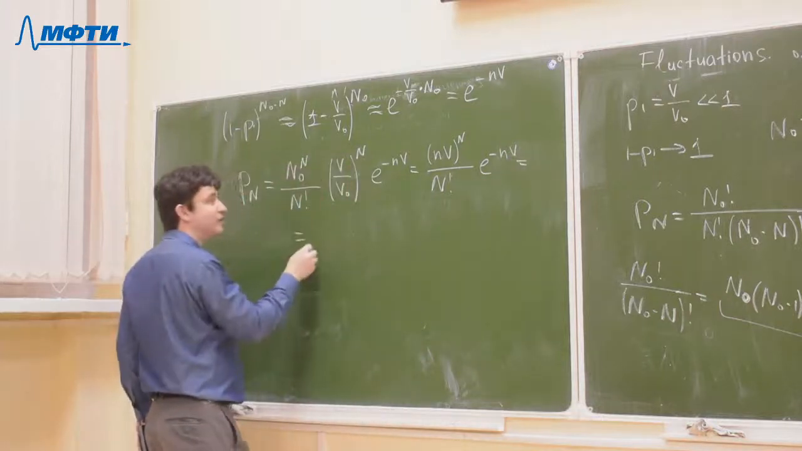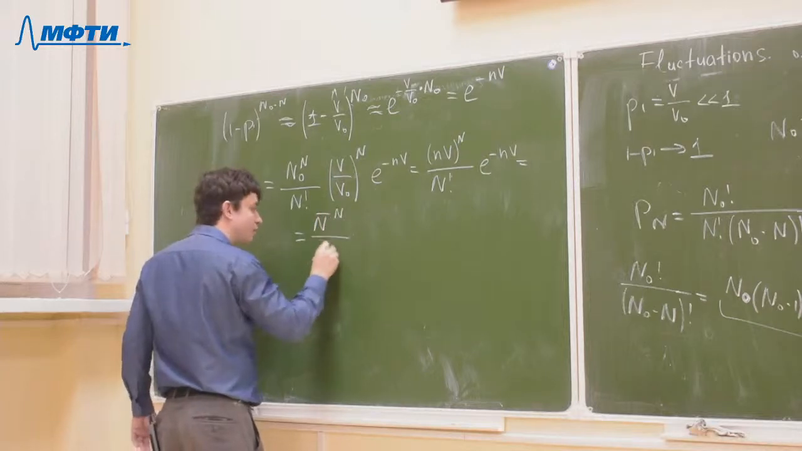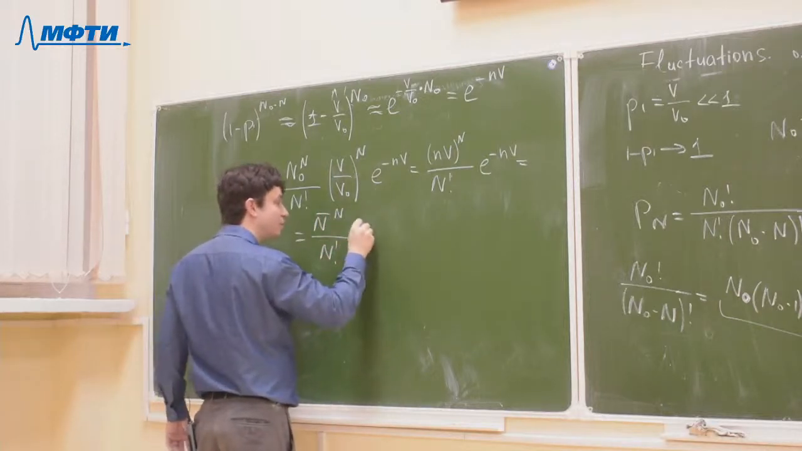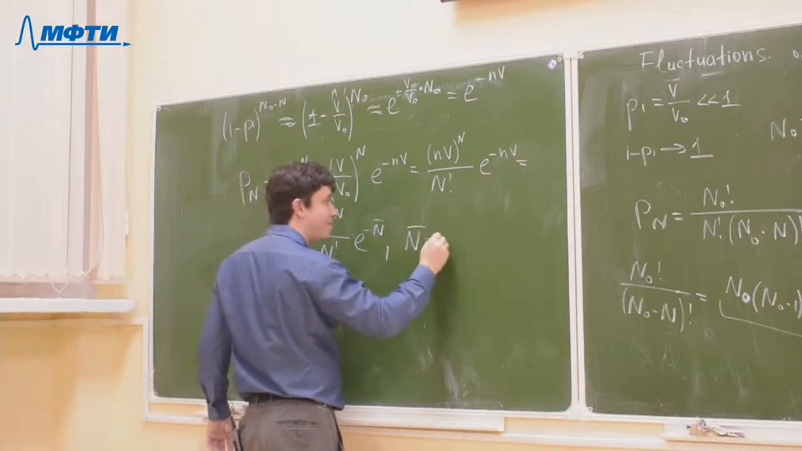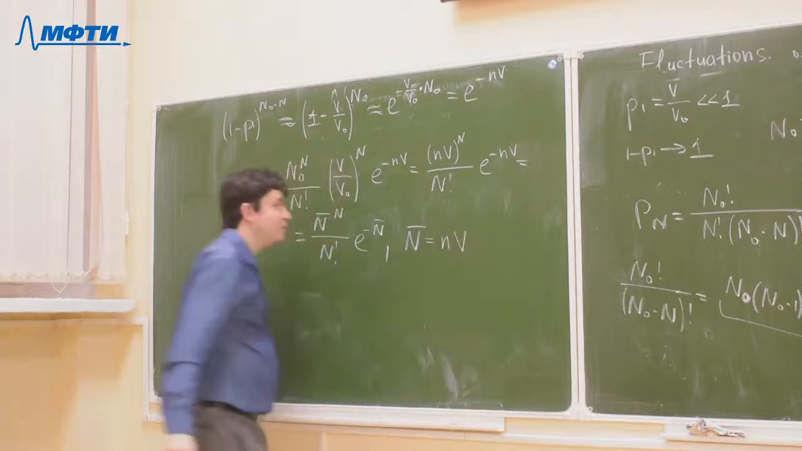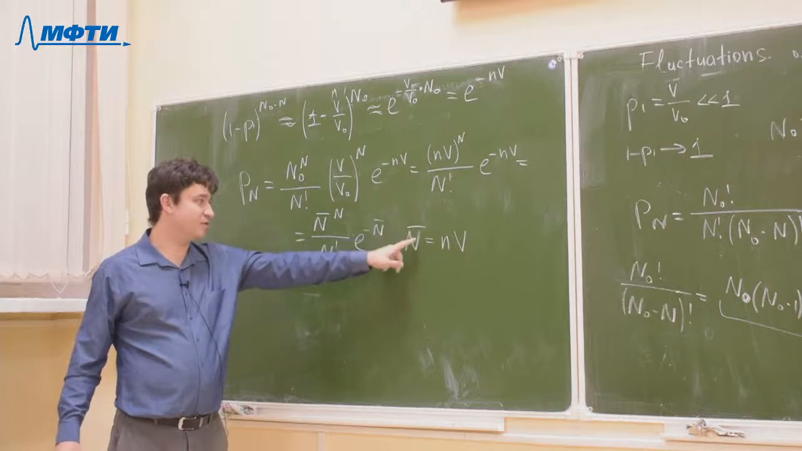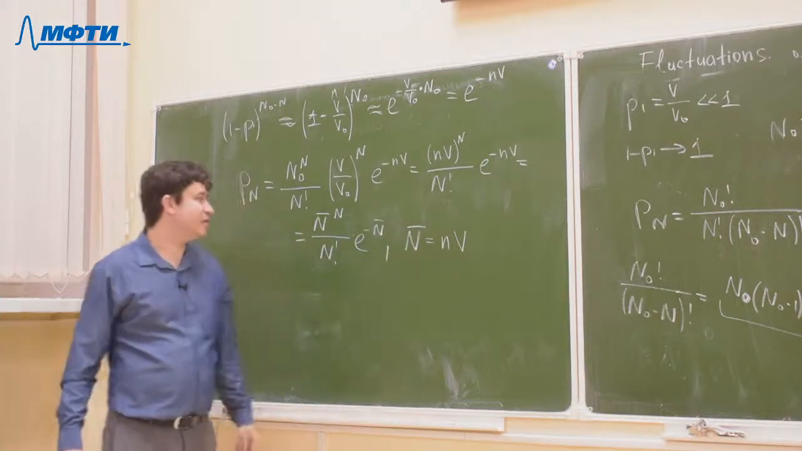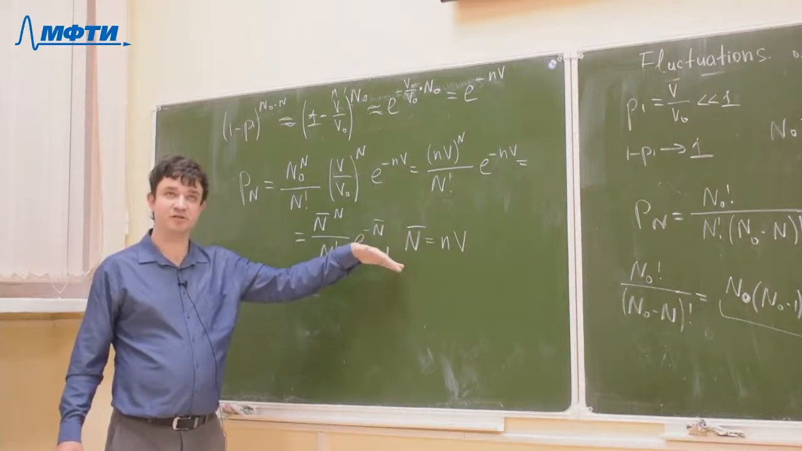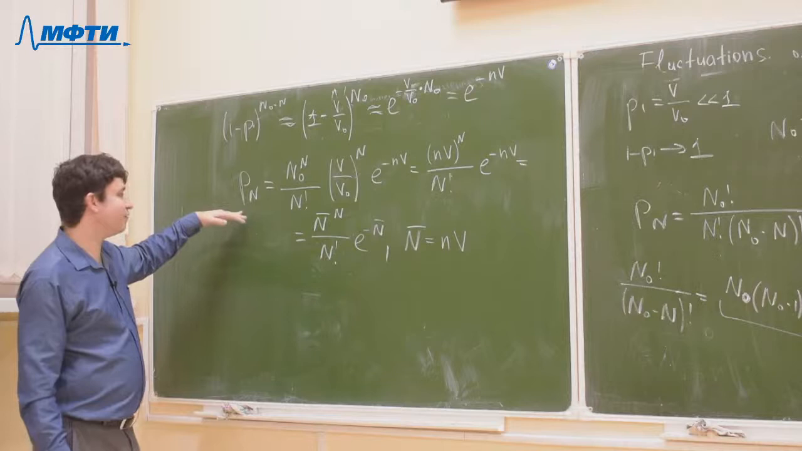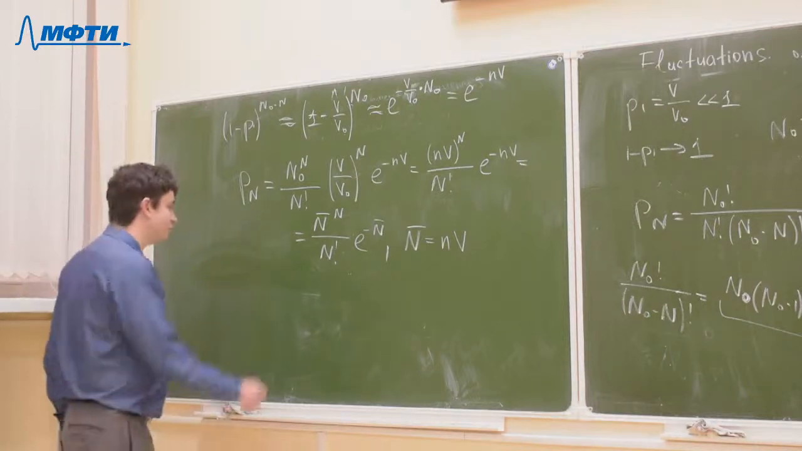Or then I can write here... So I introduce a new notation here, n with this line, and this is n multiplied by v. Actually, this n with this line is an average number of particles in the selected volume. And here we have a distribution. This distribution has a name. This is called Poisson distribution.